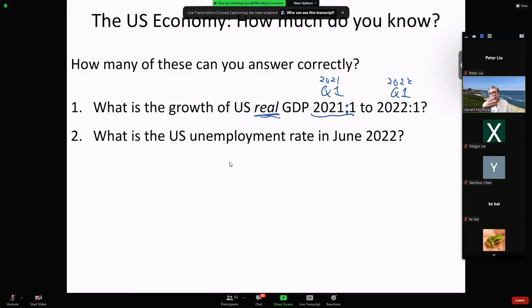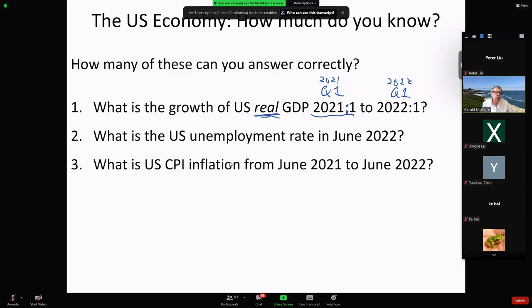3%, 1%, 5%? Next. What is US CPI inflation from June of 2021 to June of 2022? CPI inflation means the percentage change in the CPI, the consumer price index, an index of consumer prices that the average urban family of four faces. How much did that index change from June of 2021 to June of 2022? Notice the inflation rate is a percentage change over a period of time. Unemployment is a snapshot of what it is now. Inflation is a percentage change over a period. That's gotten a lot of press recently.